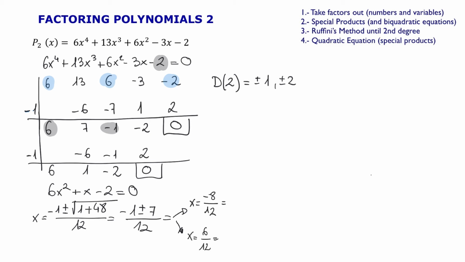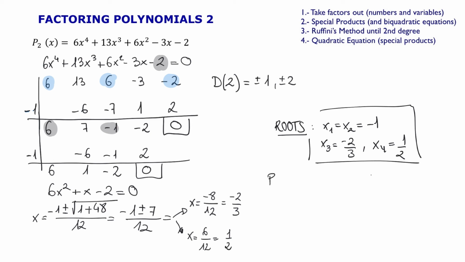The results are negative 2 over 3, simplifying the fraction dividing by 4, and 1/2, simplifying the fraction dividing by 6. So we have a fourth degree polynomial with 4 roots. The first one is a double root, negative 1 from Ruffini's method, and the other two from the quadratic equation are negative 2/3 and 1/2.